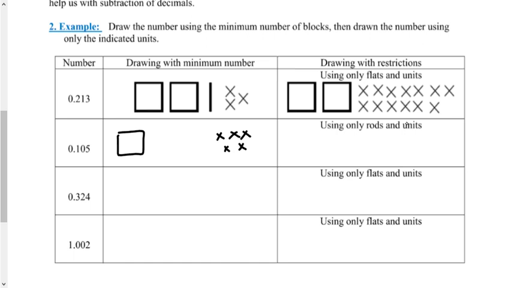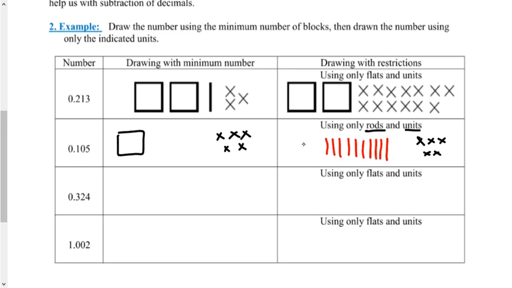Okay, so using only rods and units. Well, I've got my 5 units here. That's easy enough. I can put that on there. And then rods. I got to think about how many rods are here. Well, there's 10 of them. There's 10 rods.